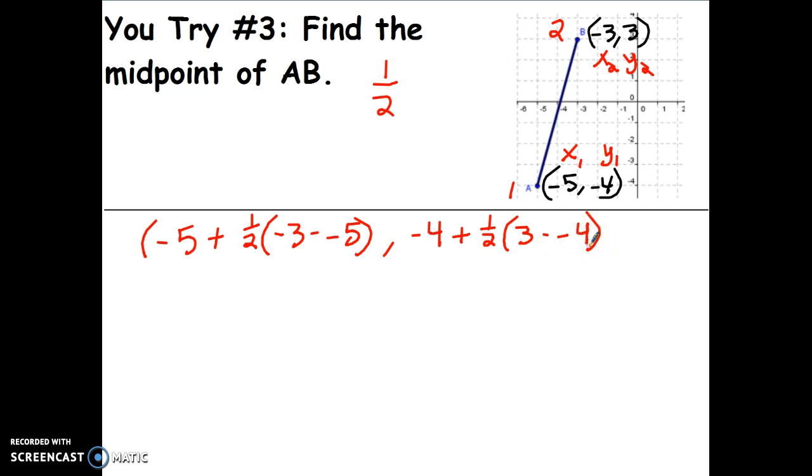I don't know if y'all can hear my dog snoring, but she is knocked out right now. Hopefully you can't. Okay, so let's go ahead and simplify. I don't know why I changed colors.